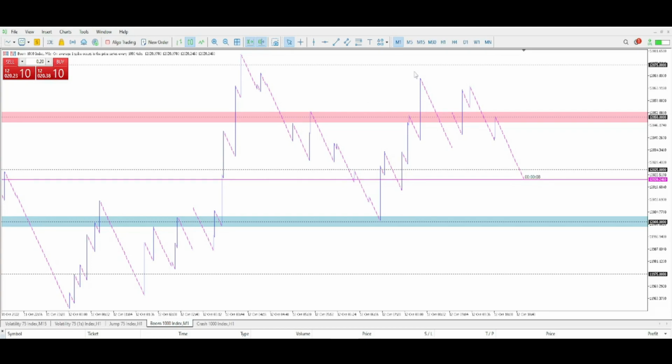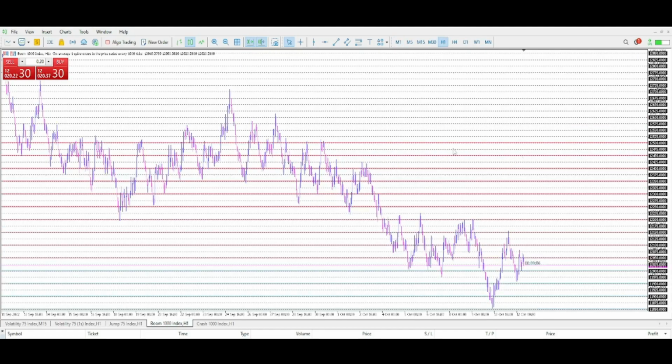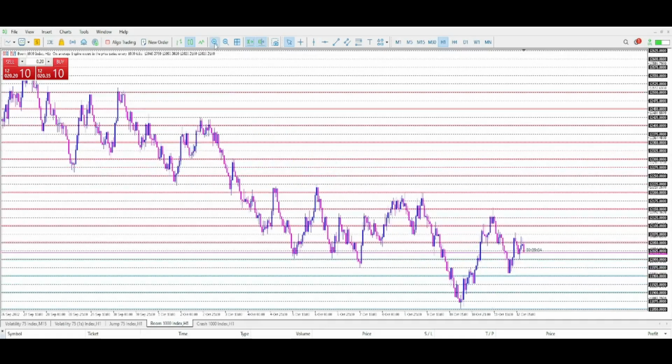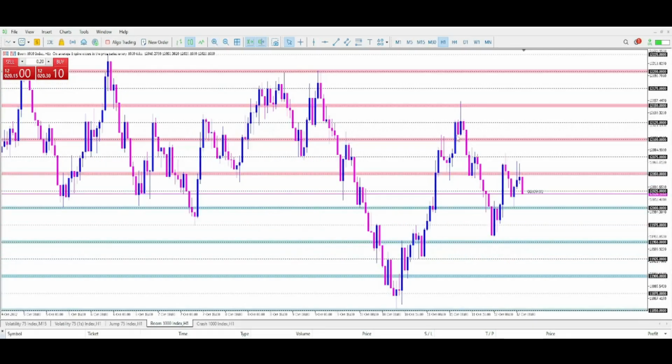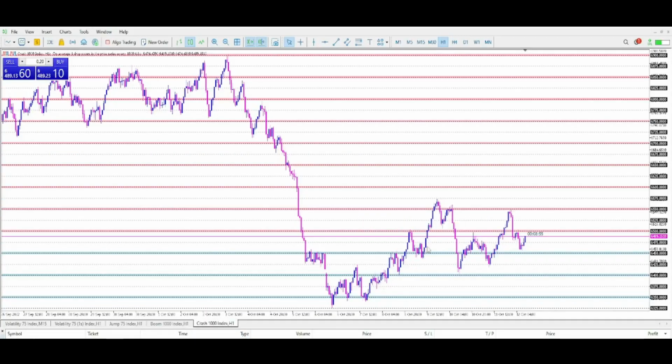But I'm not saying you cannot trade it both ways. If you go to the higher time frames, you can basically buy Boom and sell Boom, like you can see here. And you can also buy Crash 1000 and sell Crash 1000. So that was just a tip for people who love to catch those spikes.